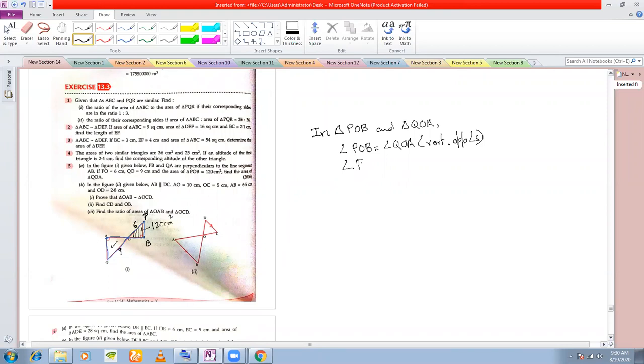So angle PBO is equal to angle QAO, or OAQ, because each is equal to 90 degrees. You can directly write each equal to 90 degrees. So therefore, two angles are equal in the two triangles.